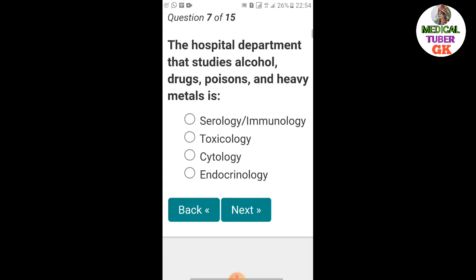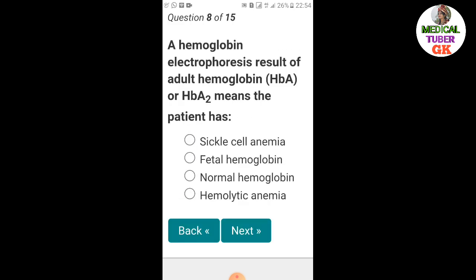Next question: the hospital department that studies alcohol, drugs, poisons and heavy metals is serology or immunology, toxicology, cytology or endocrinology. And the correct answer is number two, toxicology. And friends, serology and immunology are other departments of biochemistry.